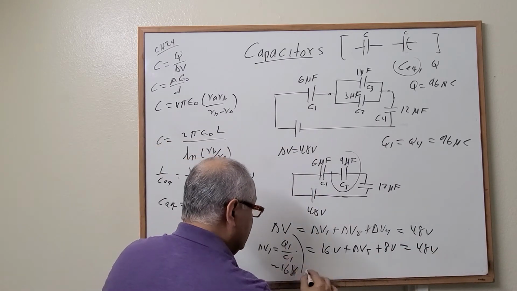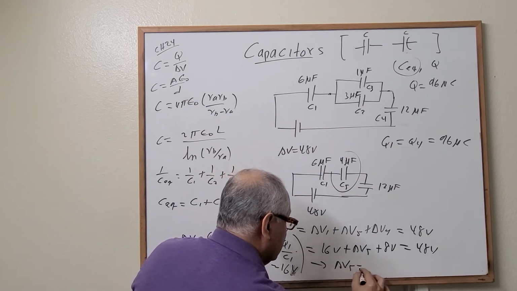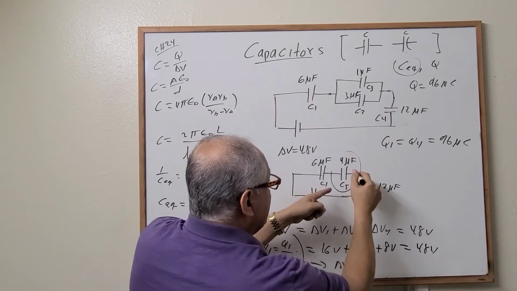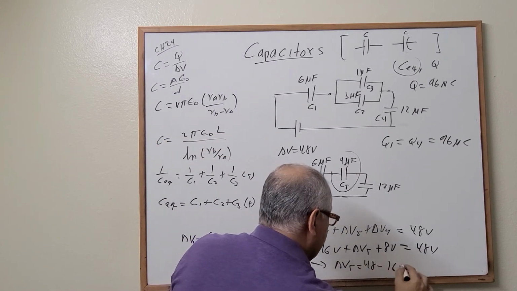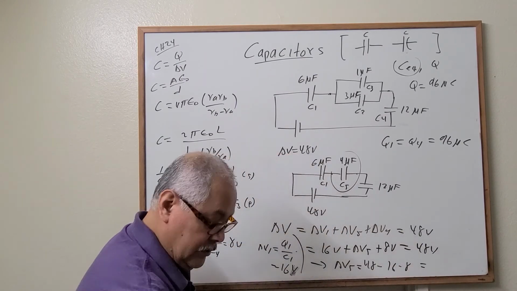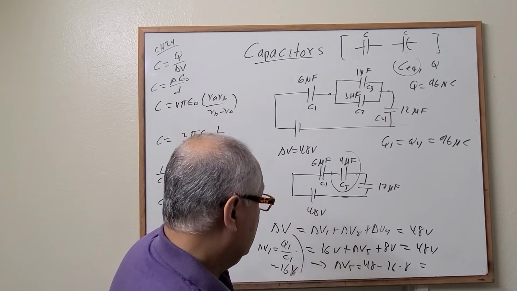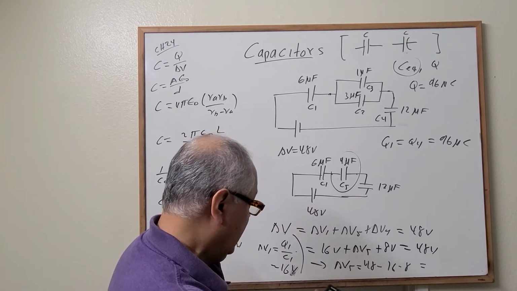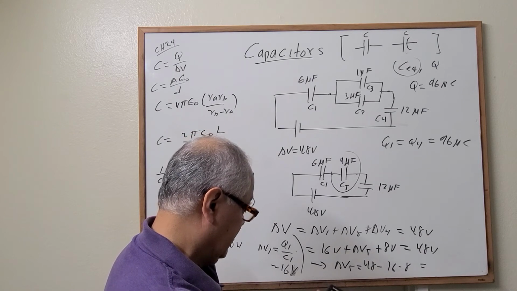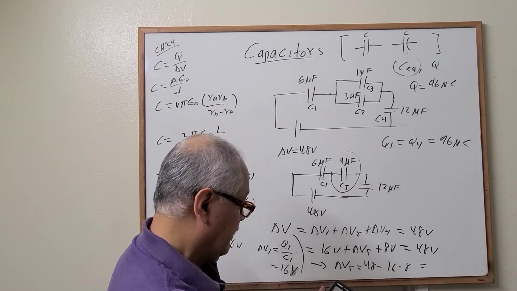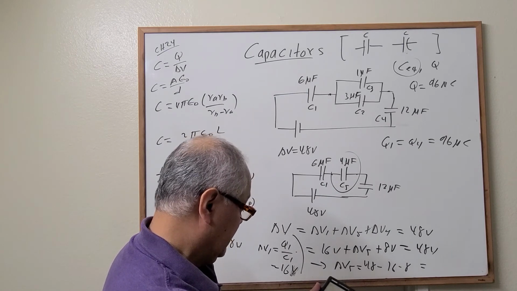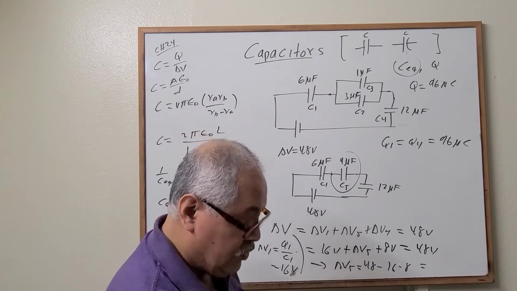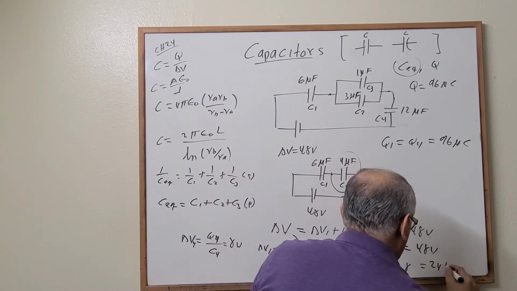From here we can find that the voltage through these two capacitors, which is the same right here, is equal to 48 minus 16 minus 8. Okay, one more time: 48 minus 16 minus 8 equals 24. It is equal to 24 volts.